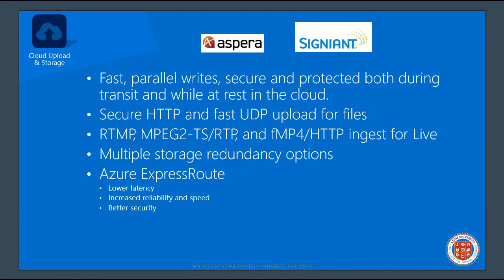So the first box, cloud upload and storage. There's multiple ways to get content into the cloud. It could be something as simple as uploading a file through HTTP, and we also have partners that are capable of doing secure and fast upload into the cloud. So Aspera and Signiant are two that are heavily used.